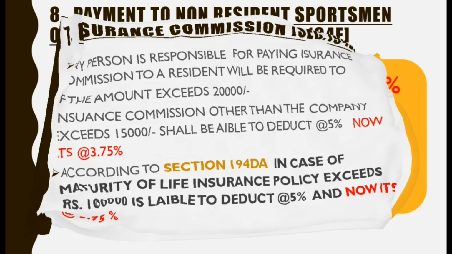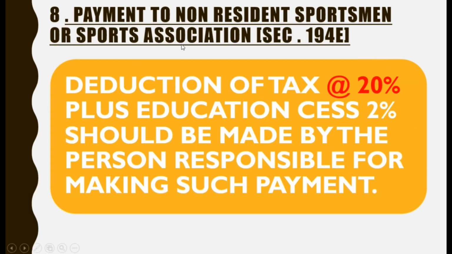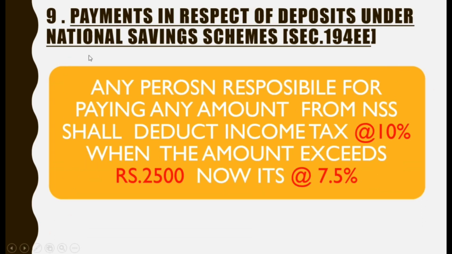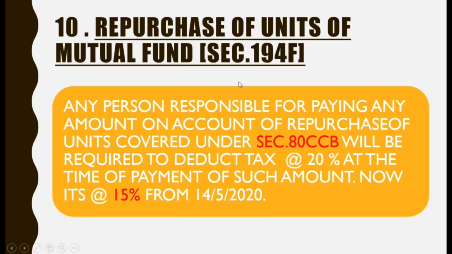Then come to the next point, payment to a non-resident sportsman or sports association. Here, if we are making any payment to a non-resident sportsman, tax of 20% plus education cess of 2% should be deducted for making such payment. Clear? Then next point, payments in respect of deposits under national savings schemes. It should be mentioned in section 194EE. If any person is responsible for paying any amount from NSS, they shall deduct income tax of 7.5% if the amount exceeds rupees 2,500.